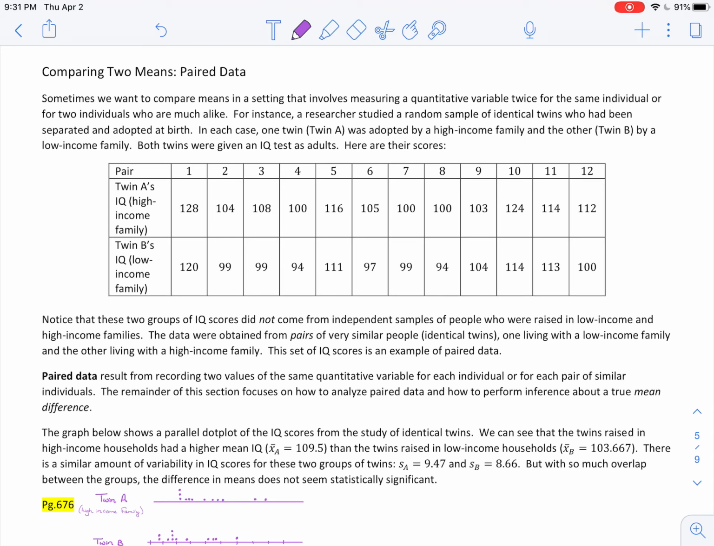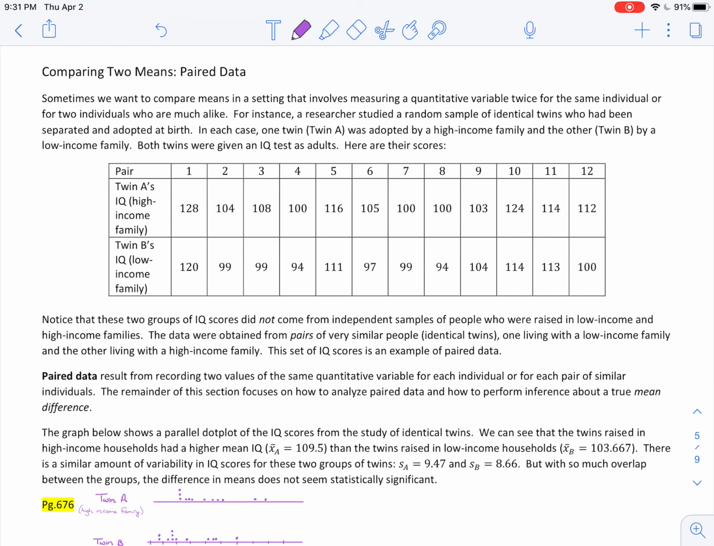So sometimes you want to compare means in a setting that involves measuring a quantitative variable twice for the same individual or 2 individuals who are much alike. That's what I was just describing. In this instance, I'm looking at a researcher who's studying a random sample of identical twins who had been separated and adopted at birth. In each case, one twin, which we'll designate twin A, was adopted by a high-income family, and the other, twin B, by a low-income family. Both twins were given an IQ test as adults, and here were their scores.